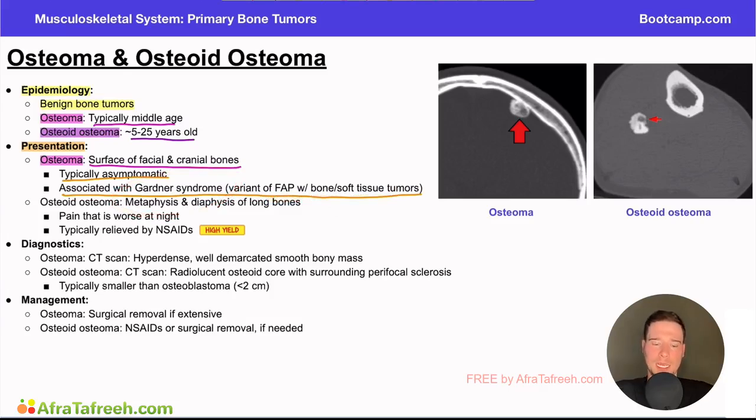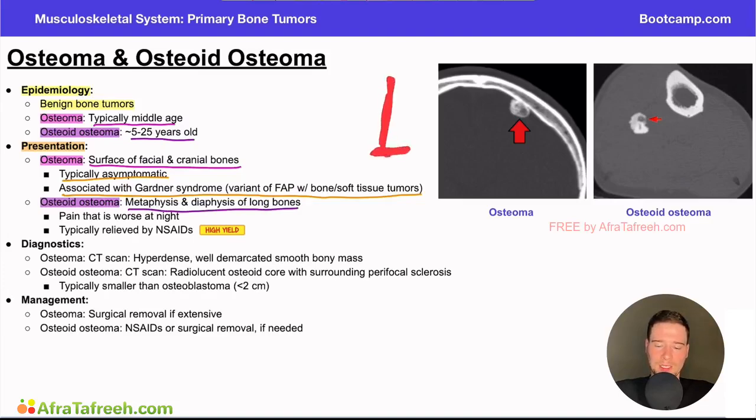Now, if we contrast that with our osteoid osteomas, we see the location is likely to be different. These are more likely to be seen in the metaphysis and the diaphysis of the long bones. Again, the diaphysis is the long portion of the bone, the metaphysis is kind of the middle portion, and then the end is kind of the epiphysis of the bone. Now, another couple key points about the osteoid osteoma is that the pain is typically worse at night. And a high yield thing that I really want you to know, because it helps us contrast with another pathology, is that the symptoms are typically relieved by NSAIDs.